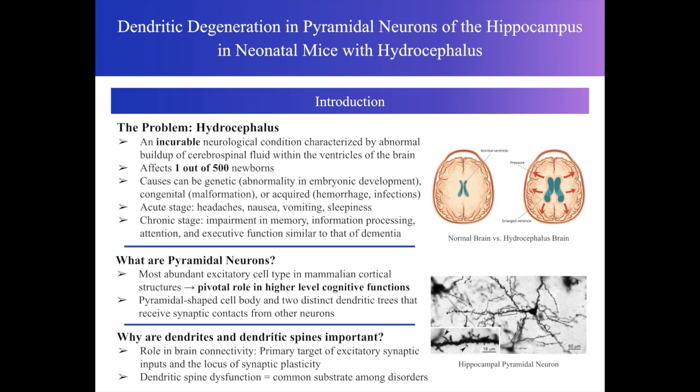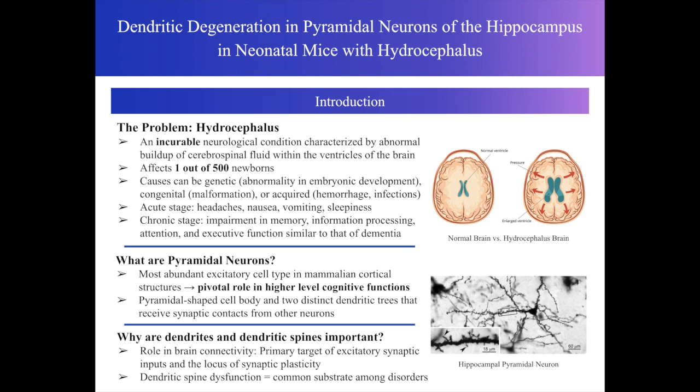In the chronic stage, fluid dynamics normalize, resulting in dementia-like cognitive impairment in memory, information processing, and other critical functions. The principal neuron of the brain's hippocampus is the pyramidal neuron. As the most abundant cell type in mammalian cortical structures, it is believed to play a pivotal role in higher-level cognitive functions. Both dendrites and their spines, located along pyramidal neurons, are important structures with crucial roles in brain connectivity.